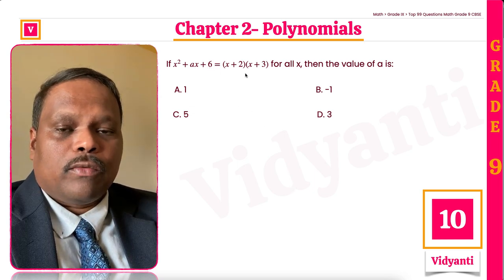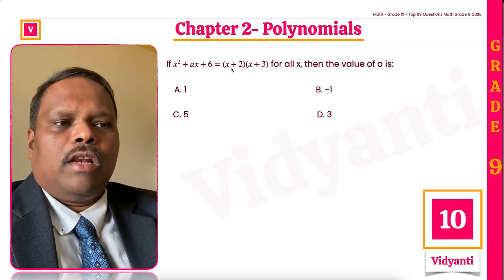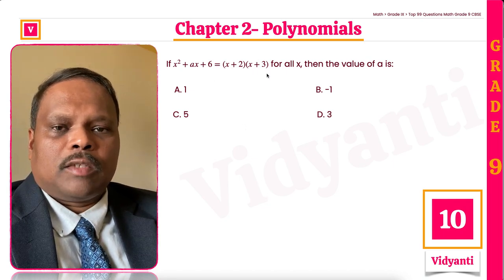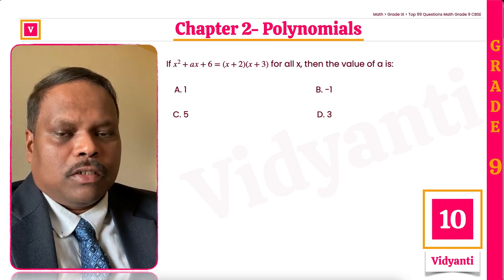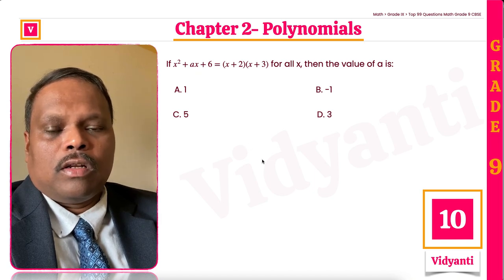Next question: x square plus ax plus 5 is the product of these two given factors. What is the value of A? Well, we'll simply multiply these two by expanding the brackets, and whatever the value of the coefficient of x that comes after consolidation, that will be your answer for the value of A.